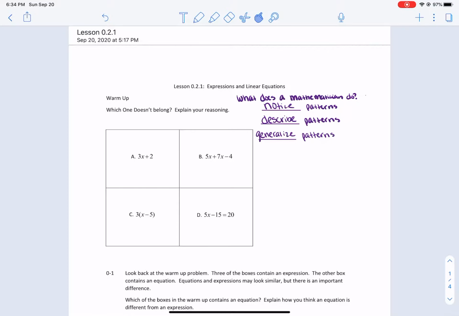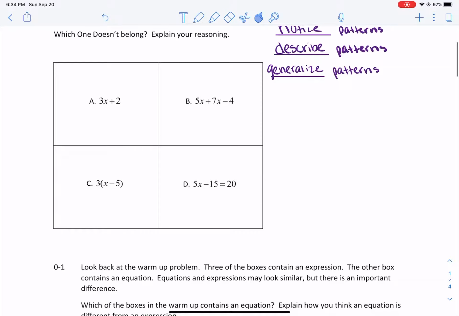Here it says, which one doesn't belong, and explain your reasoning. So let's think about it. We've got 3x plus 2, 5x plus 7x minus 4, 3 times the quantity x minus 5, and 5x minus 15 is equal to 20. Which one do you think doesn't belong?